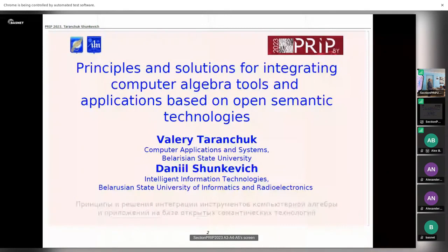Okay, dear colleagues, today I'm going to present the result of our collaborative work. Our work was performed in collaboration with two universities. My name is Daniil Shunkevich from the University of Informatics and Radio Electronics, and my colleague, Taranchuk, from the Russian State University. Today we are going to tell you about interpretation of computer algebra tools and applications of open semantic technology.